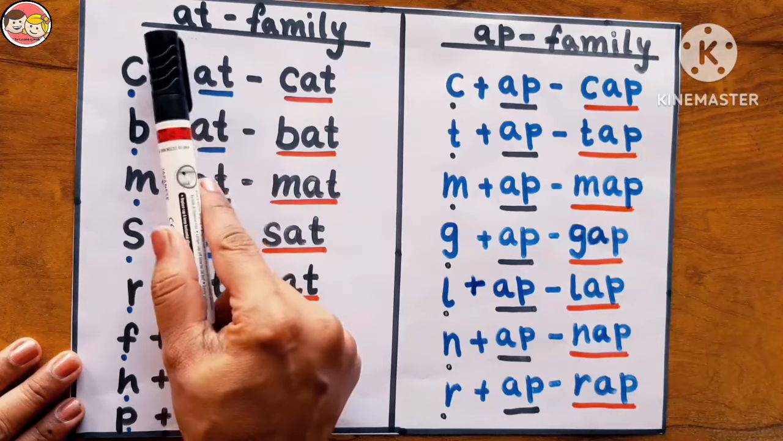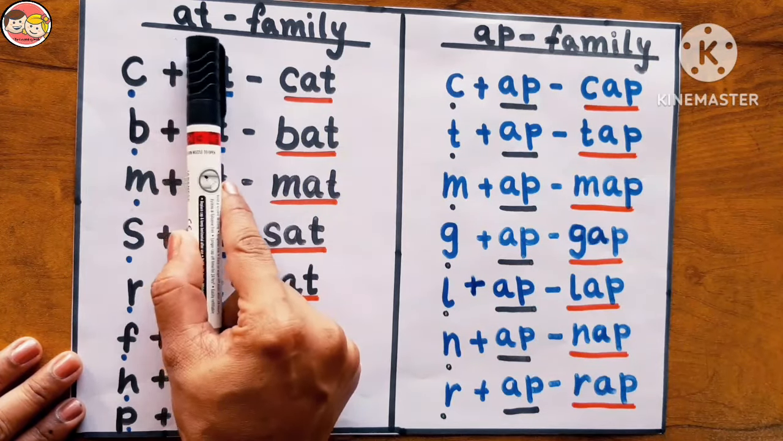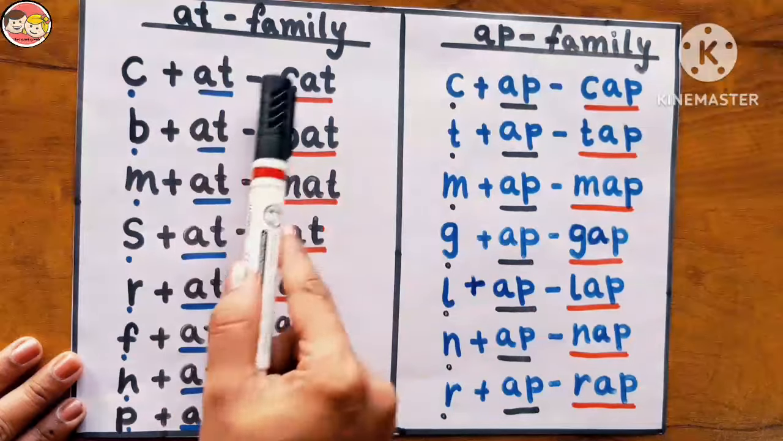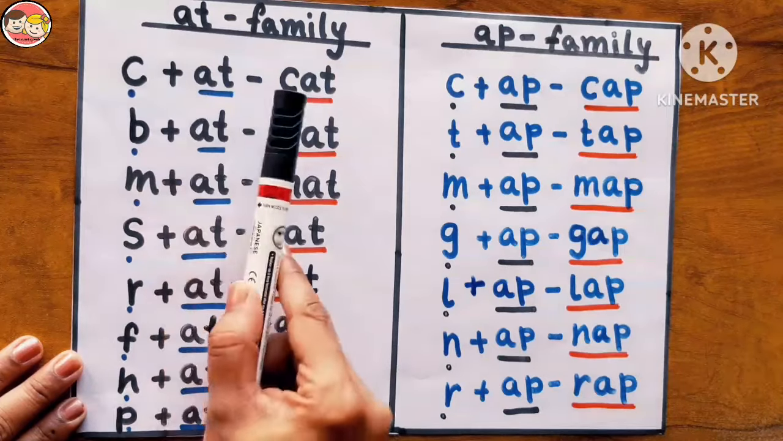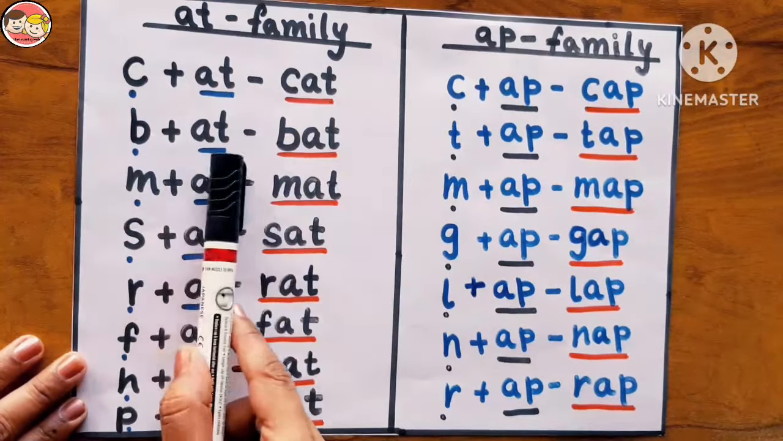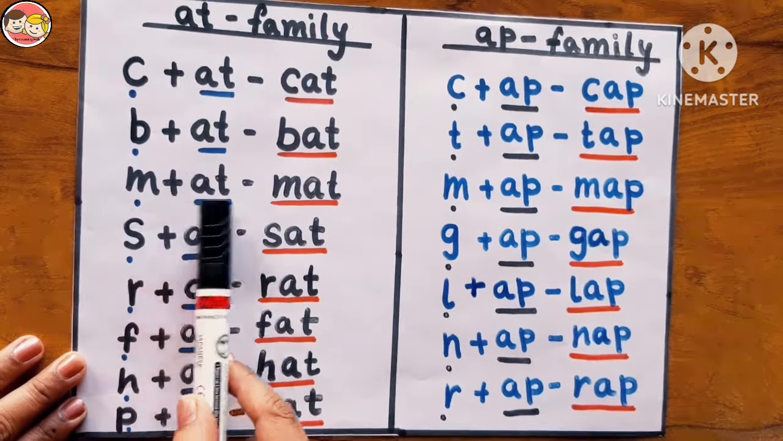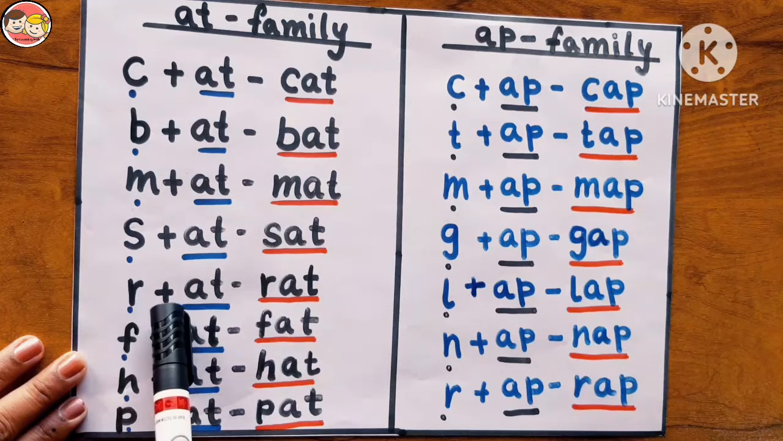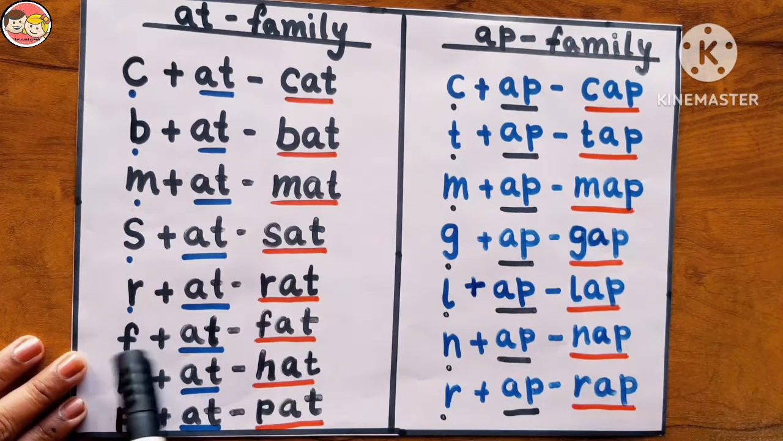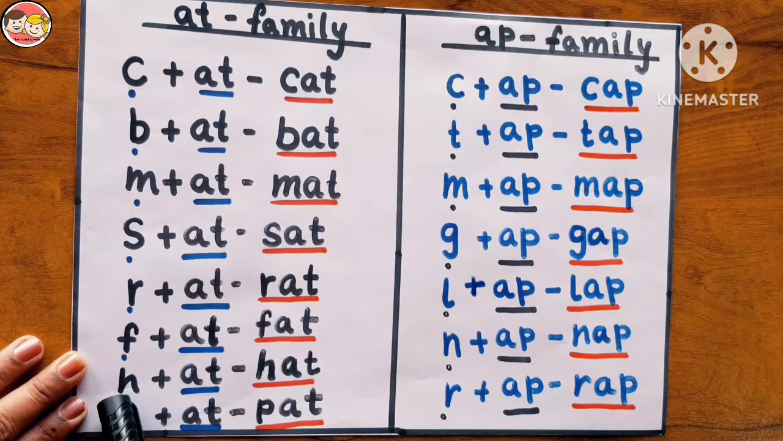We have already learned this blending word at, at, at, at, and these are all at family words. So let's read k, at, cat. B, at, bat. M, at, mat. S, at, sat. R, at, rat. F, at, fat. H, at, hat. P, at, pat. So children, always read the blending words in this way. Emphasize and stretch out a sound.